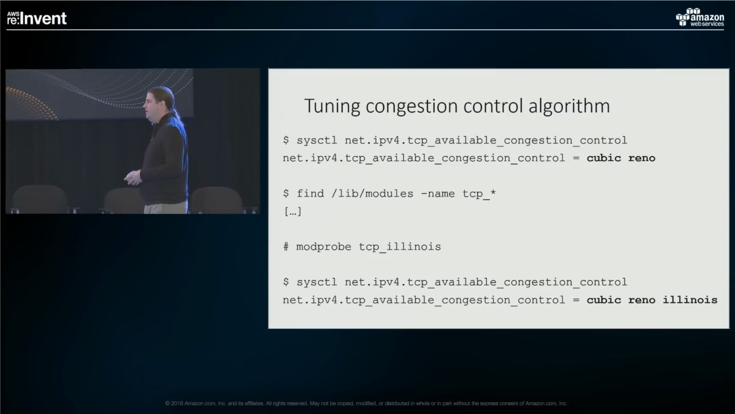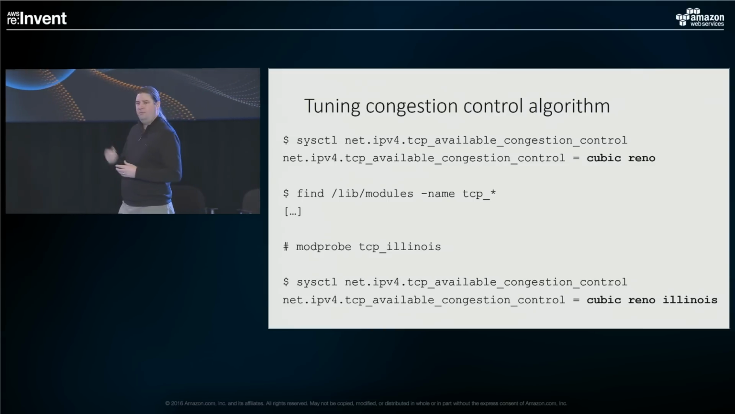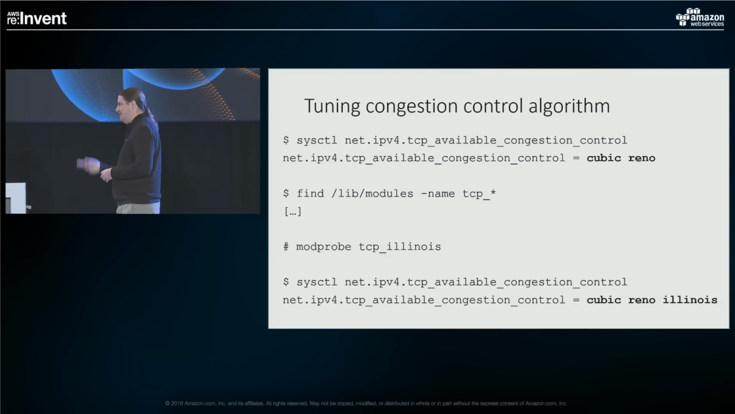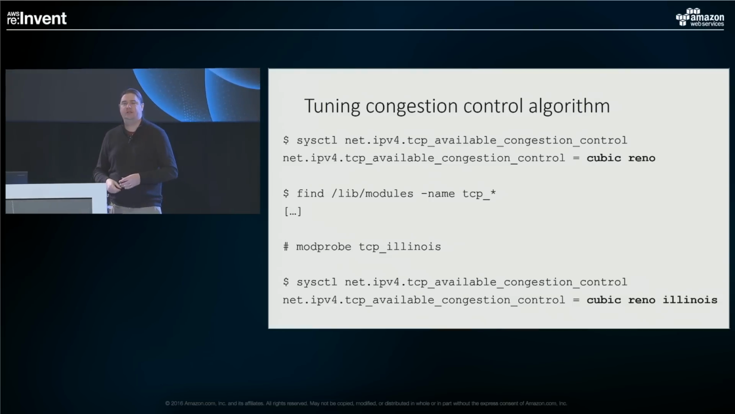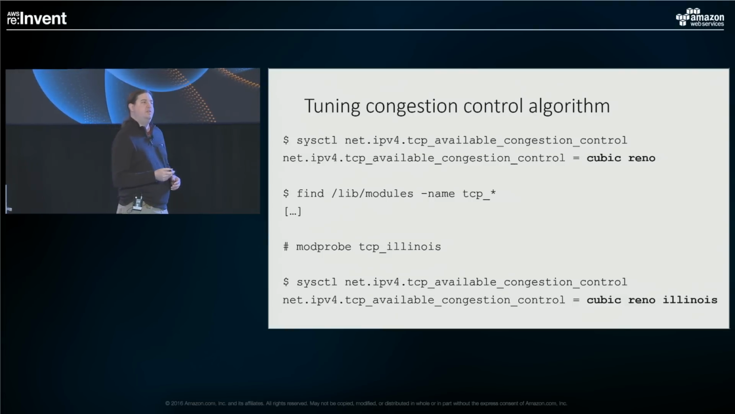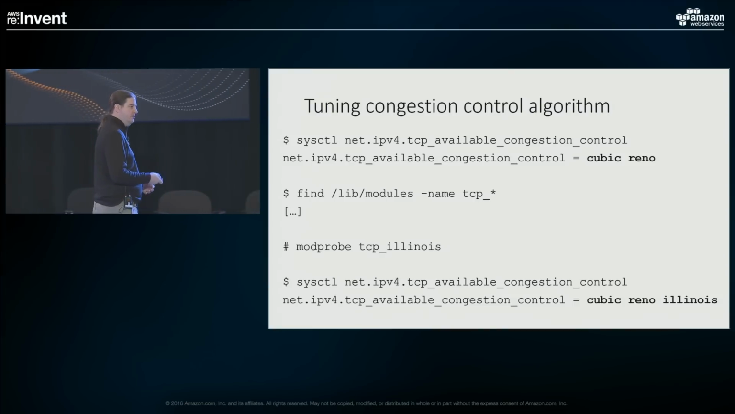And if we want to try out a new one, let's try out one called Illinois. That sounds fun. So we're going to modprobe Illinois. That just loads that kernel module into the kernel. And then lastly, we're going to use that sysctl to update the list of available congestion control algorithms to include Illinois. Now at this point, Illinois is simply a choice. It's not what network processes are going to use going forward without a little bit of help.